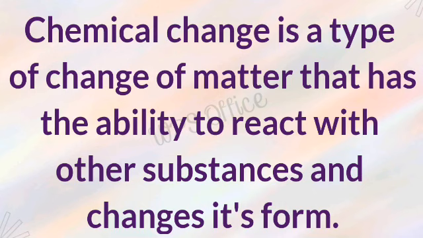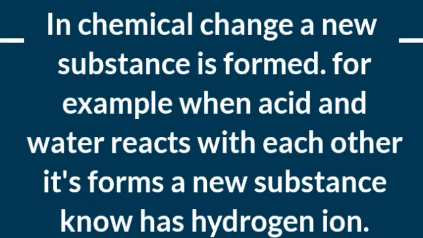Chemical change is a type of change of matter that has the ability to react with other substances and changes its form. So in a chemical change or chemical property of matter, there's a change of a substance to a new substance. Next, in chemical change, a new substance is formed.